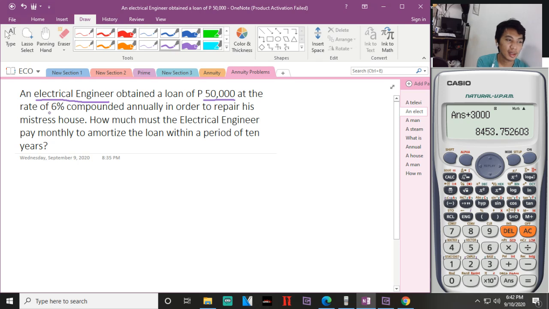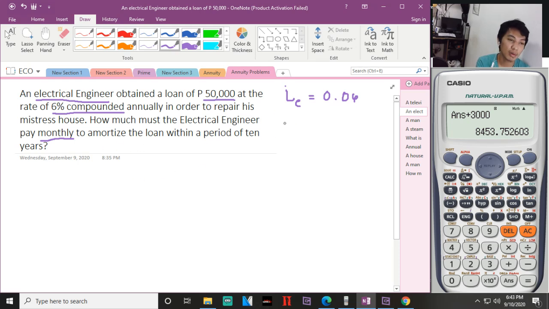At a rate na 6% compounded annually. Now, the keyword, compounded annually. Therefore, ang binigay sa dyan is an effective rate. 0.06, effective rate, compounded annually. Ngayon, babayaran niyo yung worth niya into monthly. Ibig sabihin, kung ito annual, ililipat mo siya to monthly payments.